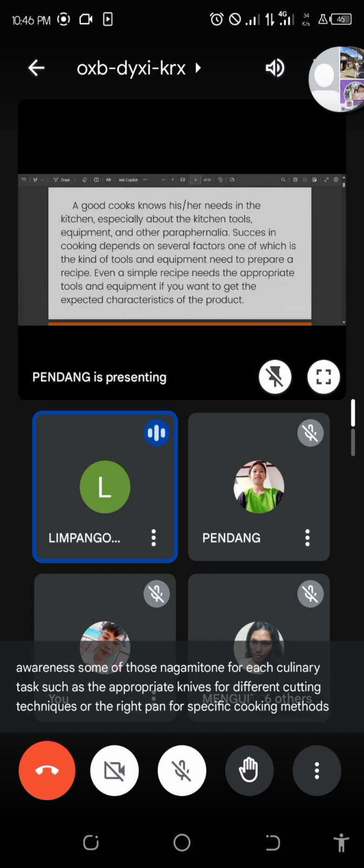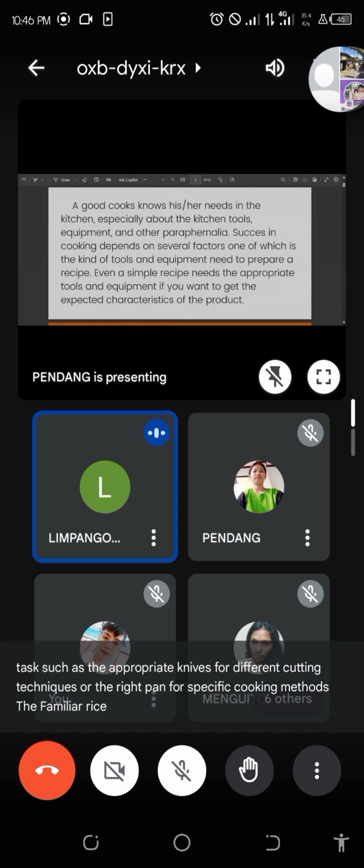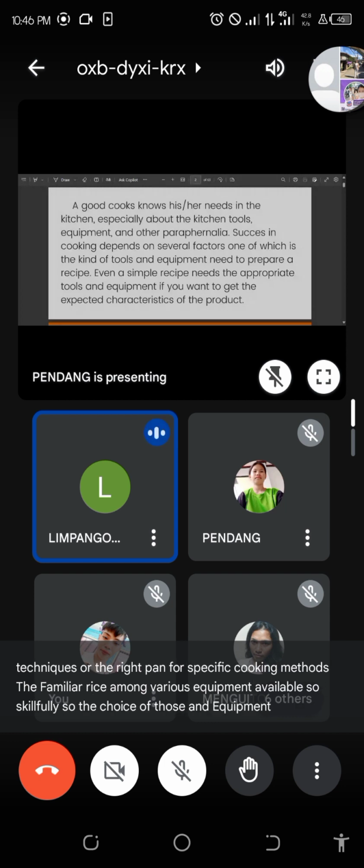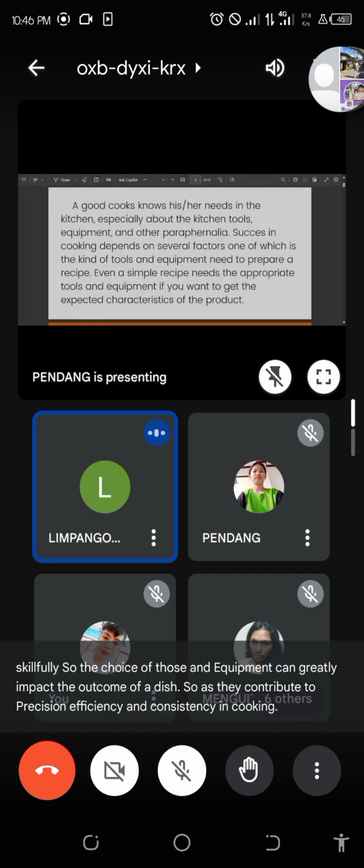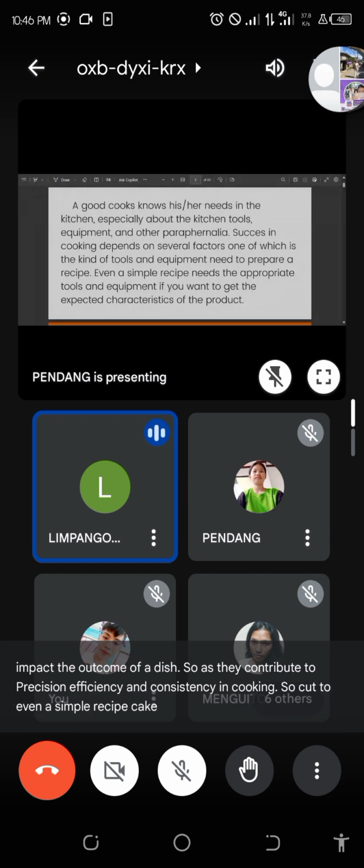Dapat nato makafamiliarize sa mga various equipment nga available sa atoa para magamit nato skillfully. So the choice of tools and equipment can greatly impact the outcome of a dish, as they contribute to precision, efficiency, and consistency in cooking. So, even a simple recipe needs appropriate tools and equipment.